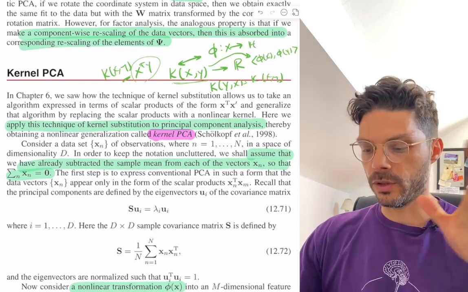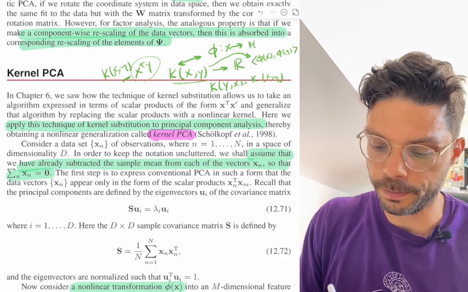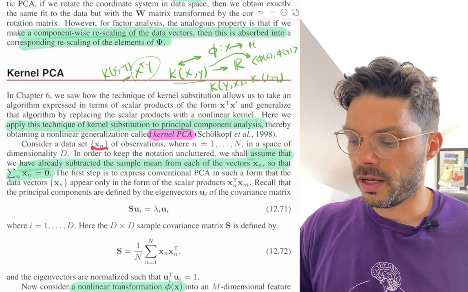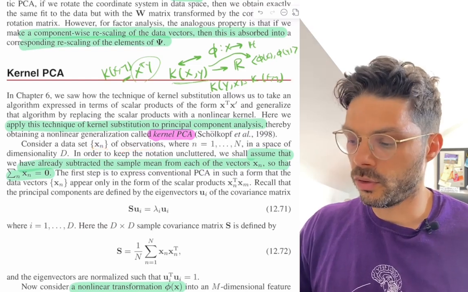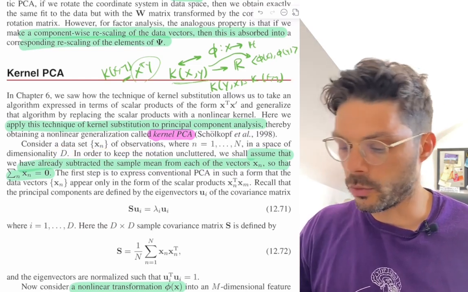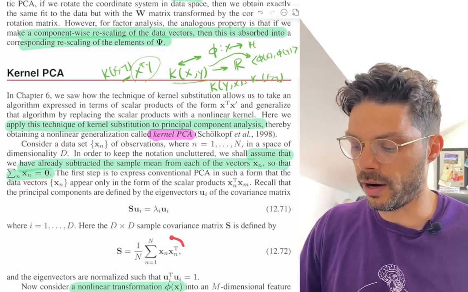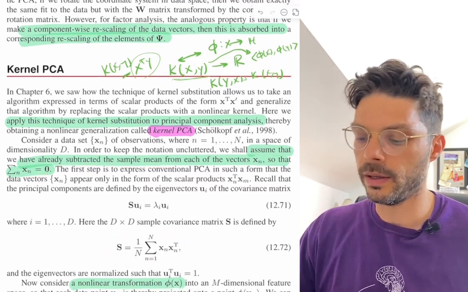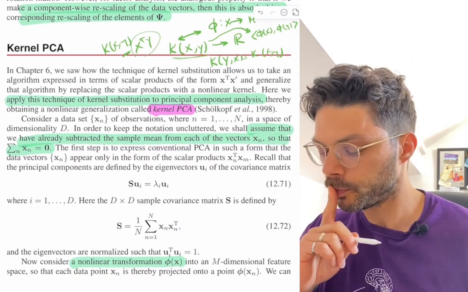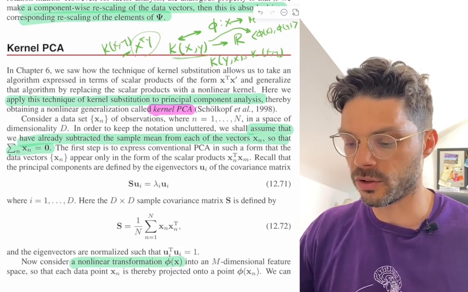Okay, a few tidbits you need to understand this section. Consider a data set X of n observations, as usual, in a space of dimensionality D. To keep the notation uncluttered, we will assume that we have already subtracted the sample mean. So these are all mean zero, and we can just write our covariances in this way without mean subtraction. We'll deal with this mean subtraction at the end of the section, but it's not a big deal, and it's not what this section is really about.